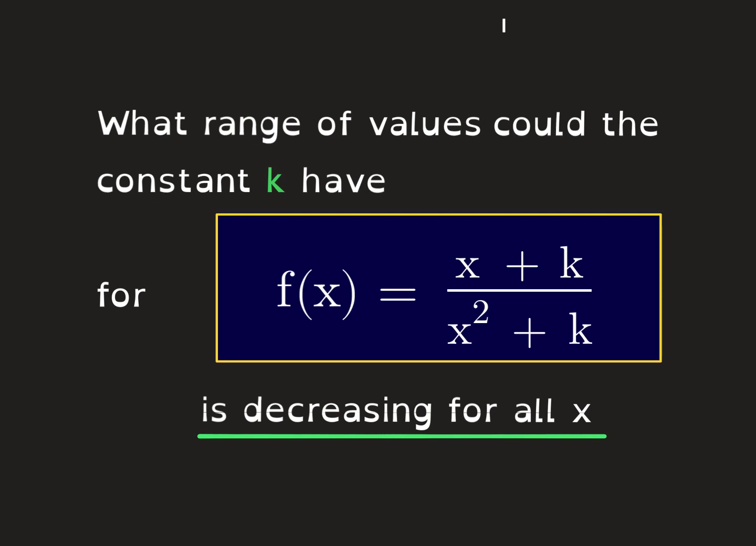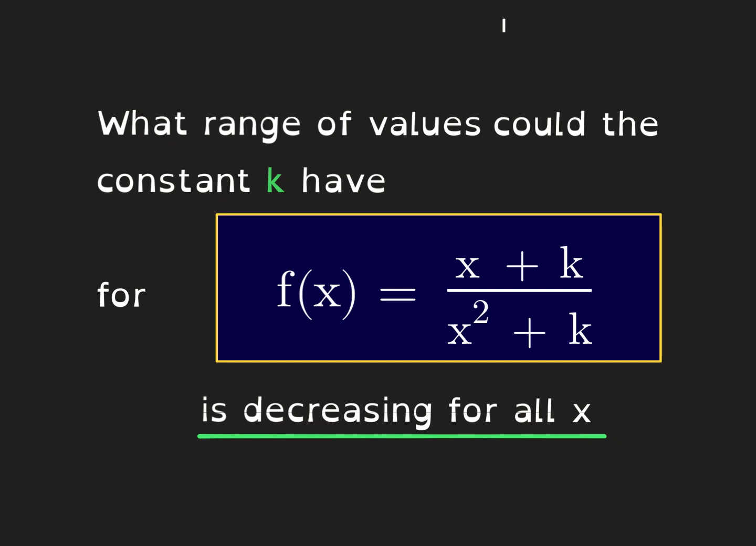For what range of values could the constant k have in this function so that this function decreases for all values of x? Now, if this function decreases for all values of x, then the slope at each point on that function will also be negative. By looking at the slope function, we'll be able to discern for which values of k that function decreases.